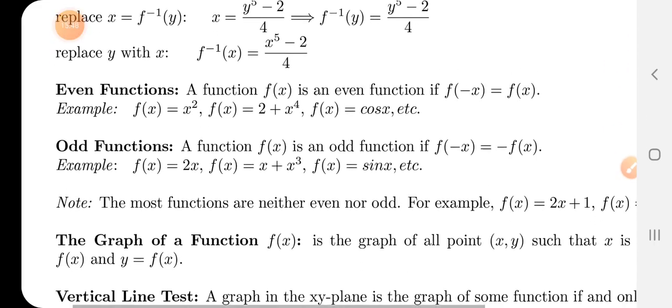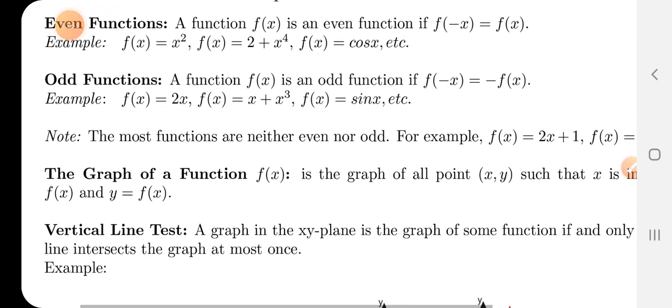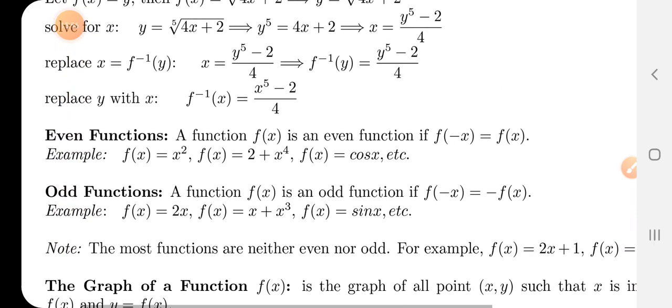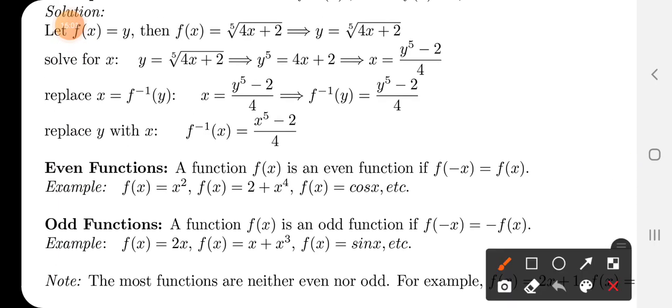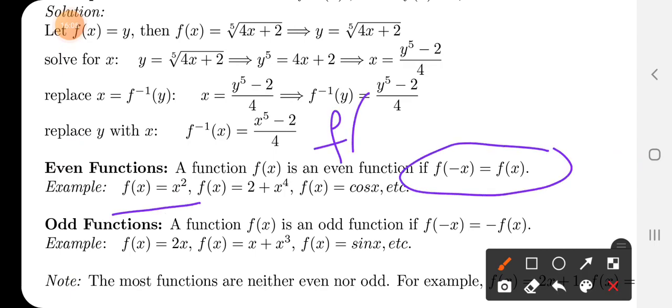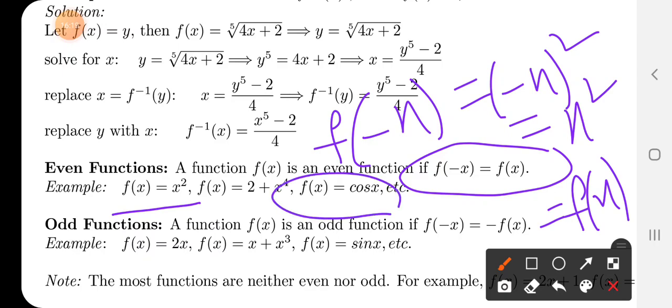And next is a simple topic, even function and odd function, and then the graph of a function will be part of our next lecture. So let's cover even functions first. Any function is an even function if you replace x with minus x and the answer doesn't change. For example, x squared: if you replace x with minus x, it will be (minus x) squared, which is again x squared, and x squared was in fact our original function f of x. So our function doesn't change. So these are even functions. Cos x is also an even function. Cos and its reciprocal are even functions, but the rest of the trigonometric functions are odd functions.